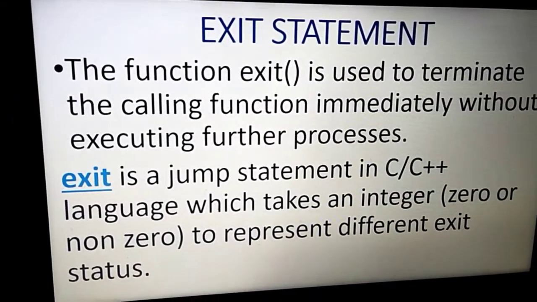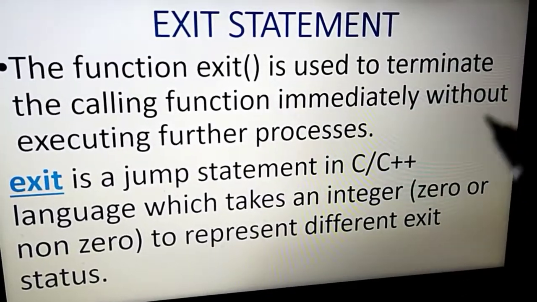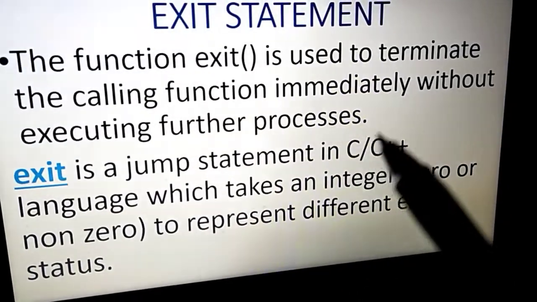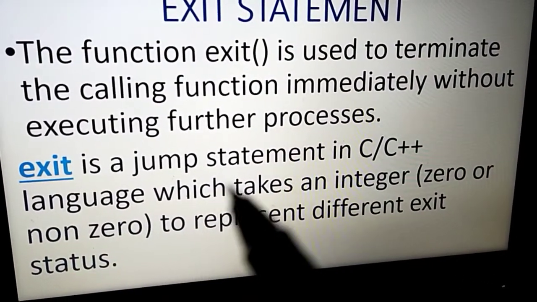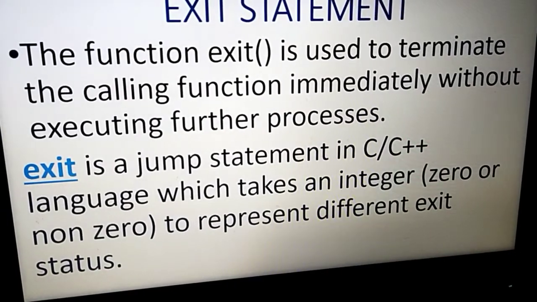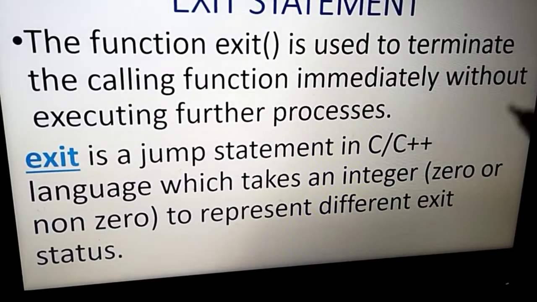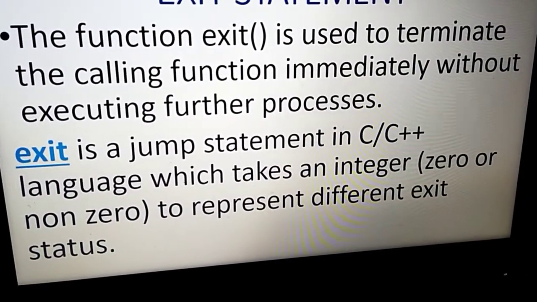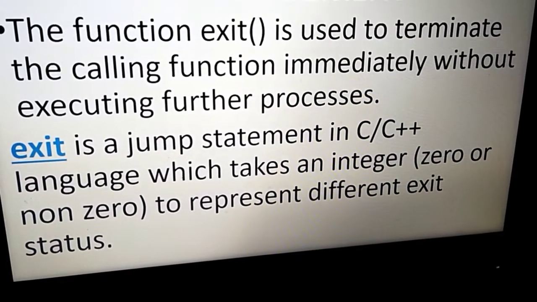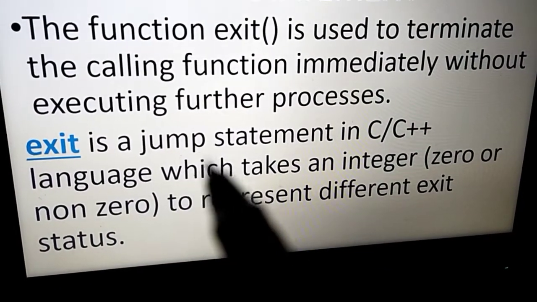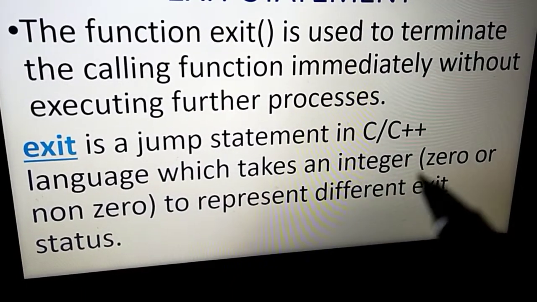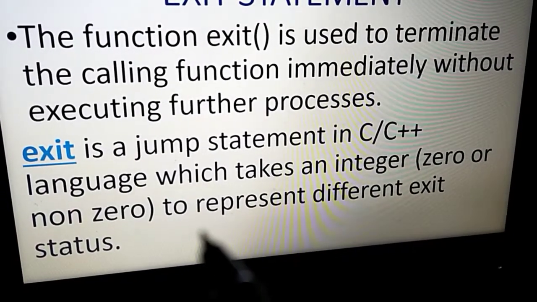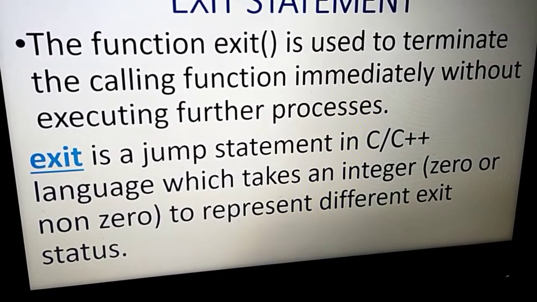Okay, so now let me explain to you about the exit statement. The exit statement is used to terminate the calling function immediately without executing the rest of the process. Exit is a jump statement in C or C++. It comes out immediately from the program. The moment you write exit in any part of the code, it will come out of the program. The exit jump statement takes two integers. The first one is 0 and the second one is non-zero, that means 1, to represent the different exit status.